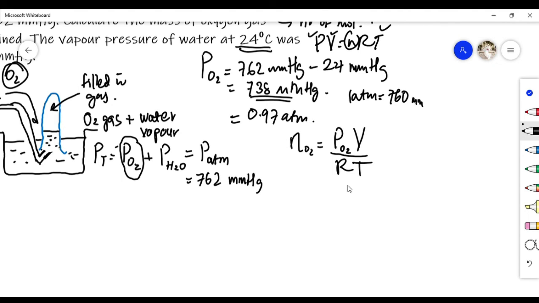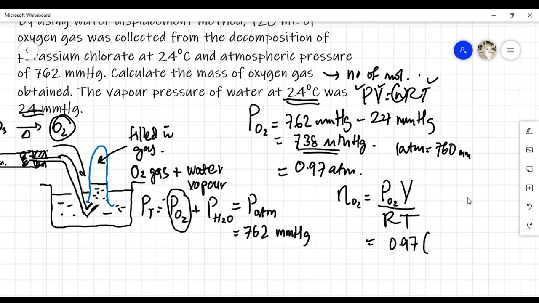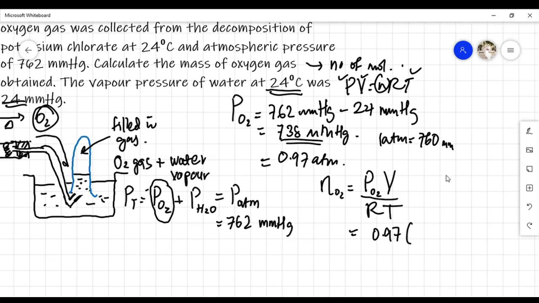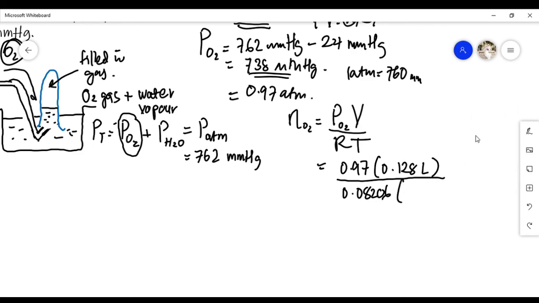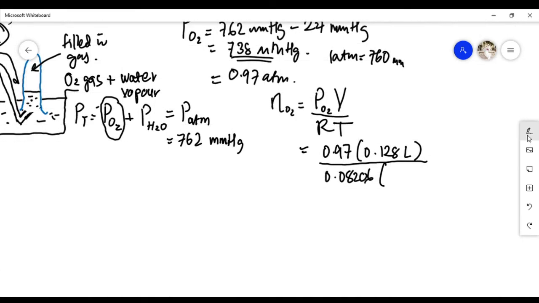So, kita dah ada nombor. Belum ada number of mole, kita dah ada pressure 0.97 atm. Darab dengan volume. Volume kita dah ada diberikan dekat sini, which is 128 ml. Dia dah bagi volume tu 128 ml. So kita akan dapat dalam bentuk 0.128 liter. Harus diingat, mililiter tukarkan kepada liter. Alright. R pula kita ada constant 0.08206 times temperature. Temperature dia bagi kat sini is 24, isn't it? 24, yup. 24 plus 273.15.